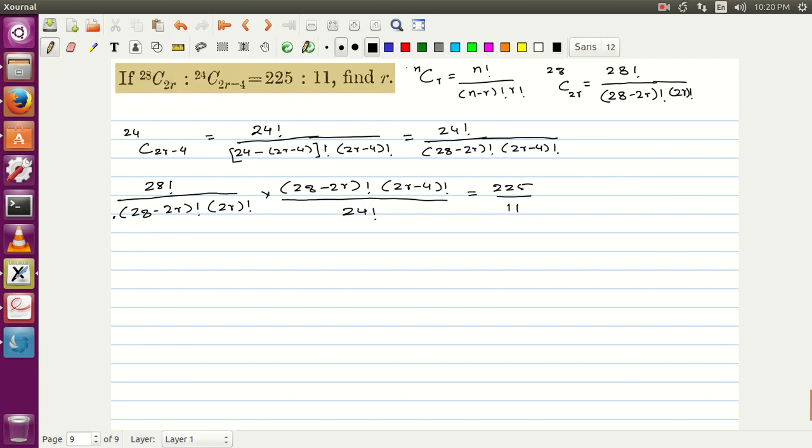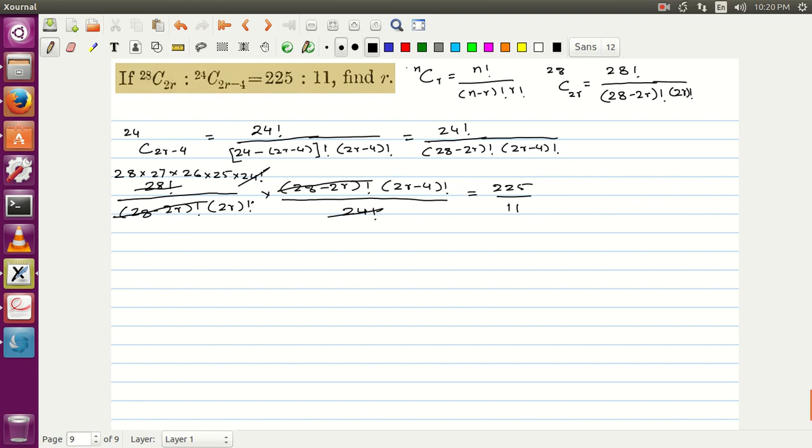Now we can see that (28 minus 2r) factorial is simply cancelled from both numerator and denominator, right? Now 28 factorial can be written as 28 times 27 times 26 times 25 times 24 factorial, right? So we can cancel 24 factorial also.